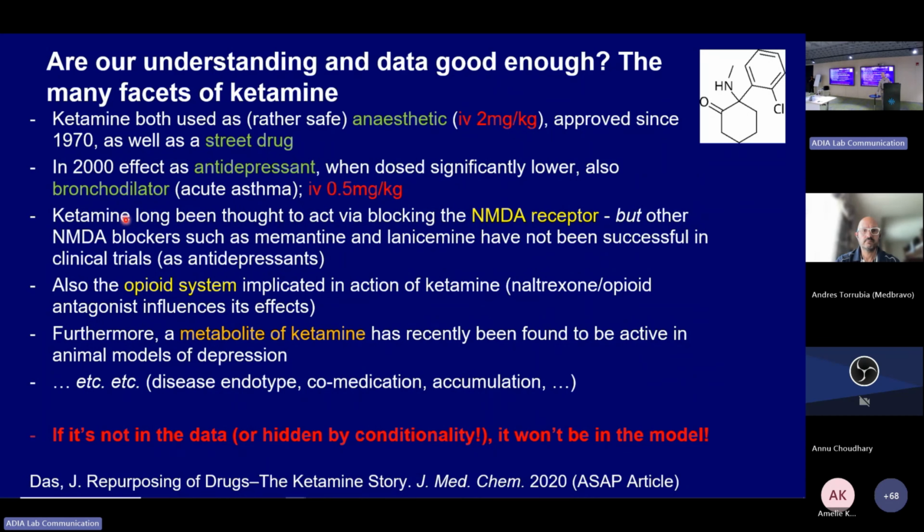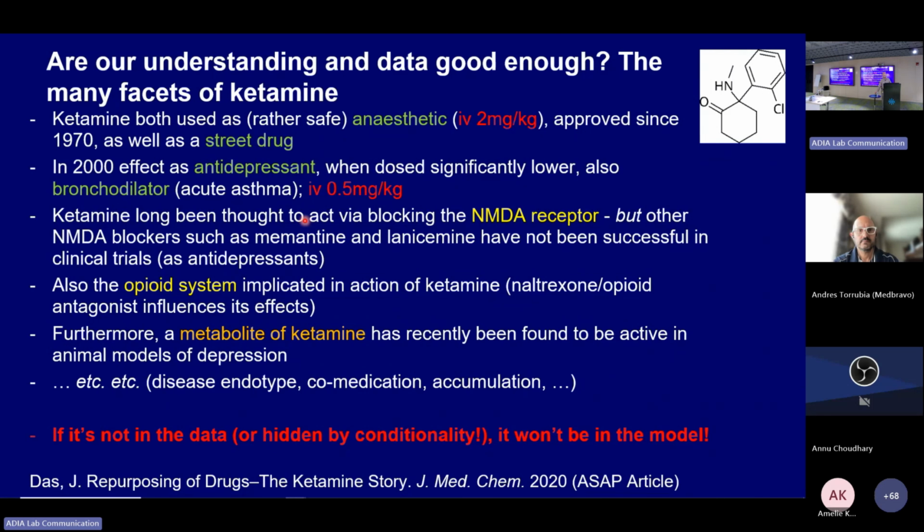It's also used as a bronchodilator, so it has an effect on your lungs. And that is not exhaustive, right? I mean, if we test the compound in different use contexts, we get a new label, right? So we don't know all those labels. And the labels depend on dose. Yeah, if we dose higher as an anesthetic, if we dose lower, then it's an antidepressant, okay? So things depend, as shown before. It's been thought to act via blocking a particular receptor, NMDA receptor it's called, but other NMDA blockers do not work, so that cannot be the whole explanation.